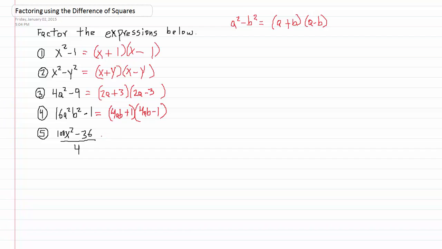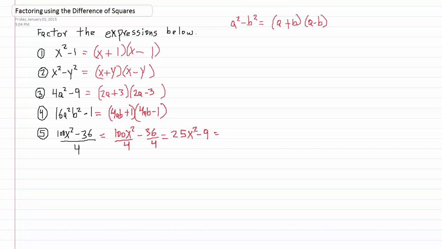The last case, we can actually look at this expression, 100x squared minus 36 all over 4, and say, well, both 100 and 36 can be divided by 4. So we could take out a greatest common factor of 4, or we can just divide each term by 4. You can do it without factoring, just dividing a monomial by a constant. So that would be 25x squared minus 9.